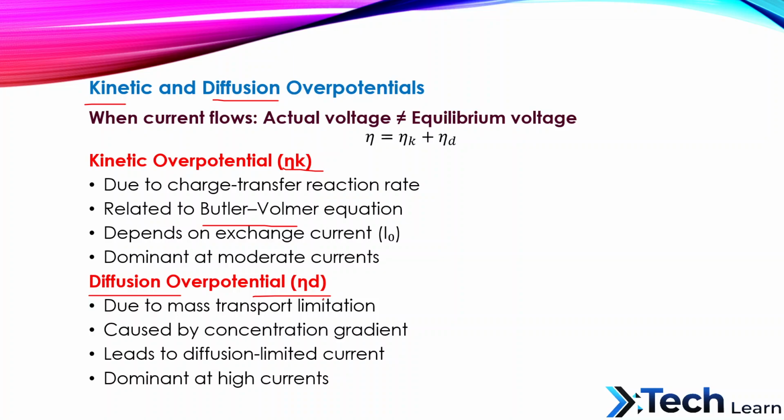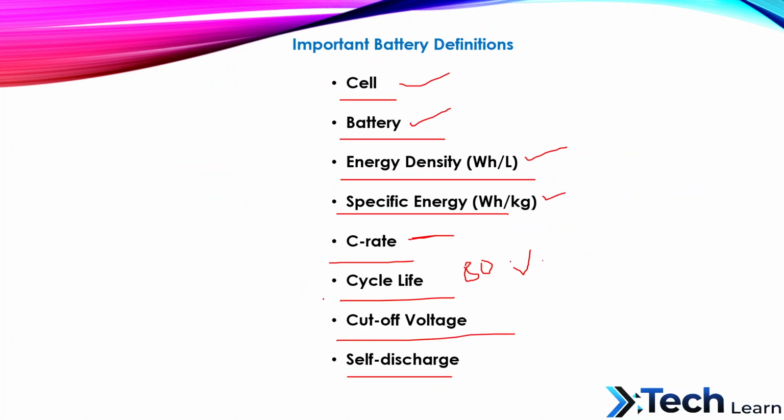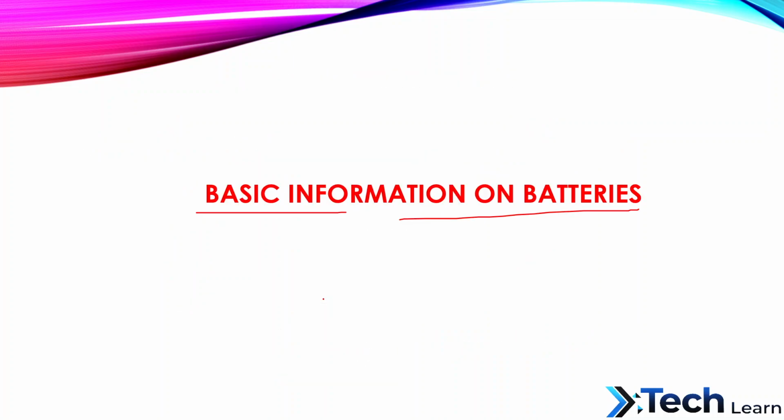This session covered the fundamental electrochemistry behind batteries and the practical factors that influence their performance. Understanding the equilibrium voltage, overpotential, and diffusion effect is essential for designing safe and efficient battery management systems. In the next lecture, we are going to discuss battery voltages and their application.